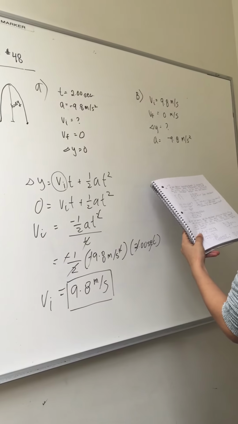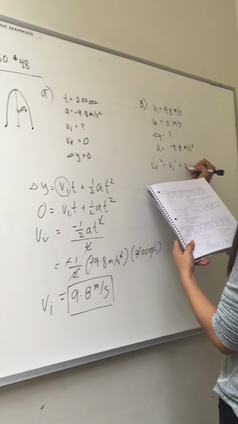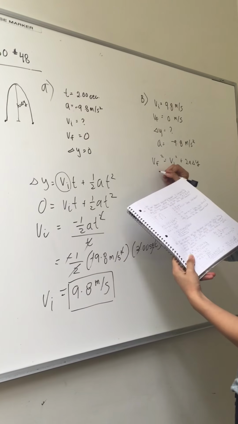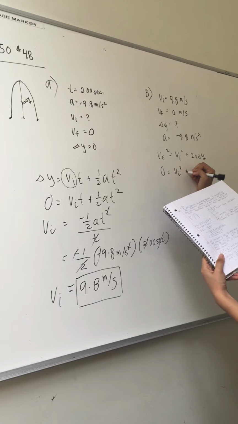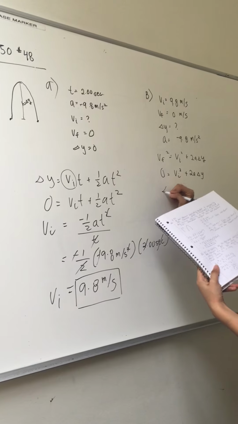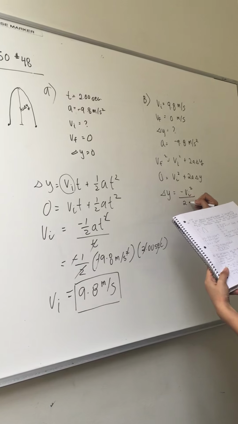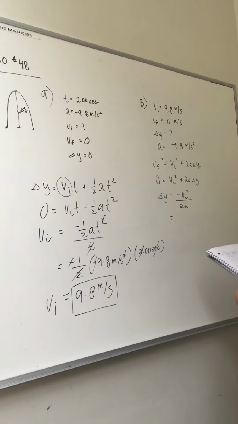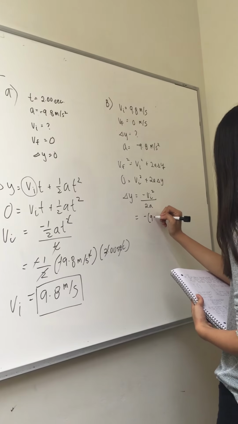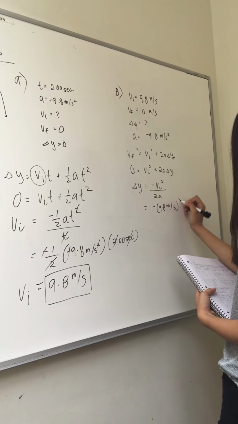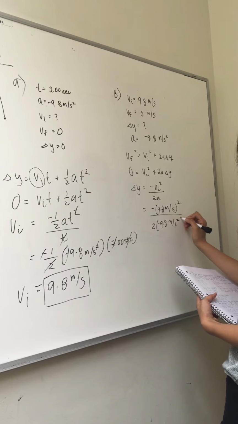The equation we'll be using here will be final velocity squared equals initial velocity squared plus 2 acceleration times delta y. And then because final velocity is 0, we'll again plug in 0 to make our isolation easier. And our delta y is then negative initial velocity squared over 2 times acceleration. And our initial velocity is 9.8 meters per second. We'll just square that, divided by 2 times acceleration, which is negative 9.8 meters per second squared.